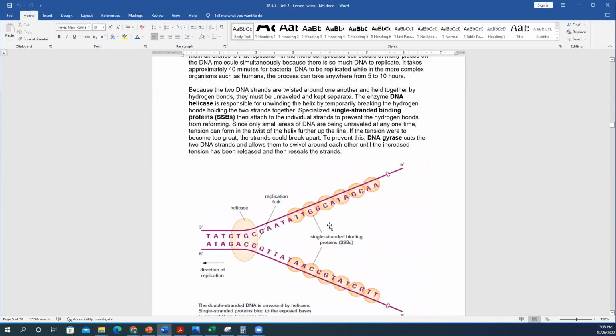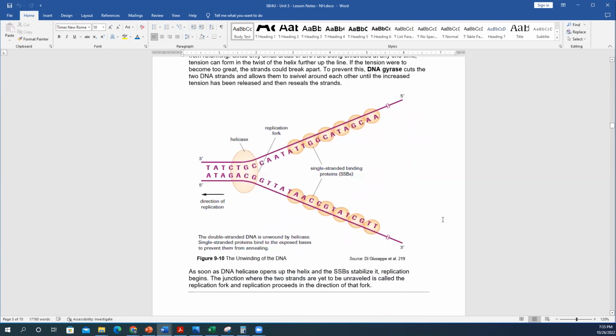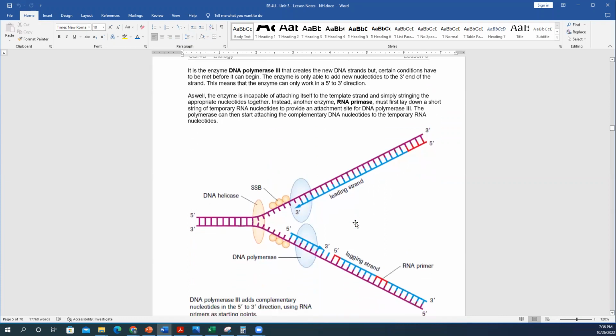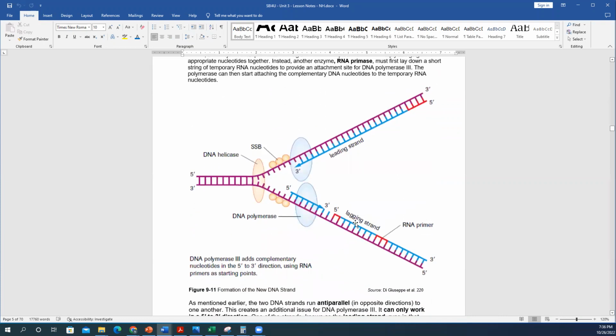You can review the replication process and the role of each one of these proteins and enzymes and what their job is. What is the job of DNA helicase? What role do the SSBs carry out? What does DNA gyrase do? DNA polymerase, you certainly should look and have an idea and understand the whole process of DNA replication and the different role of these enzymes.